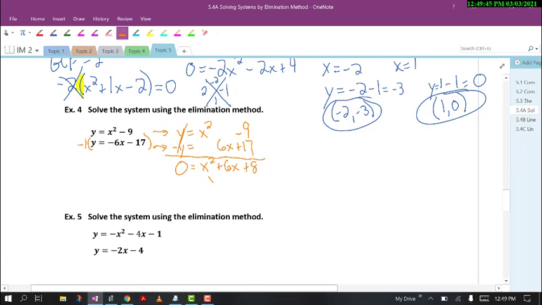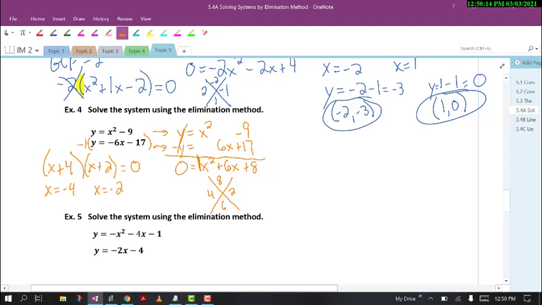And we do our diamond problem. There is no GCF in this one. We want a product of 8 and a sum of 6, so that would be 4 and 2. And because the coefficient of x squared is 1, we can go right from the diamond problem to the factored form of it: x plus 4 and x plus 2. Set each one equal to 0. So x equals -4 and x equals -2.